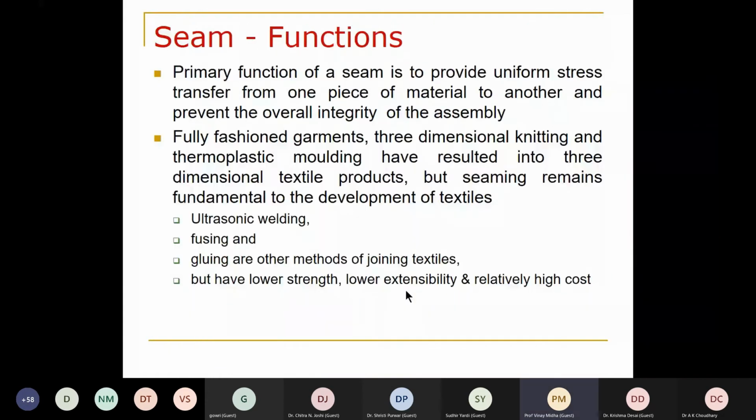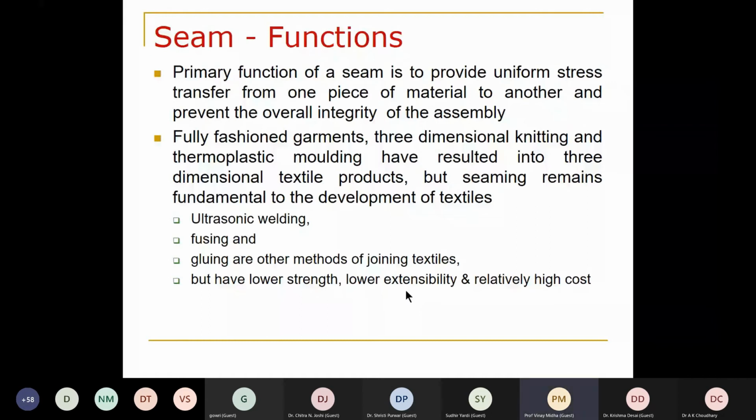Then after the selection of the sewing thread, the seam formation takes place, and the primary function of the seam is to provide uniform stress transfer from one piece of the material to another and preserve the overall integrity of the assembly. And we have fully fashioned garments or three-dimensional knitting and thermoplastic moldings also available for making three-dimensional textile products. But seaming with the help of the sewing thread remains fundamental to the development of textiles.